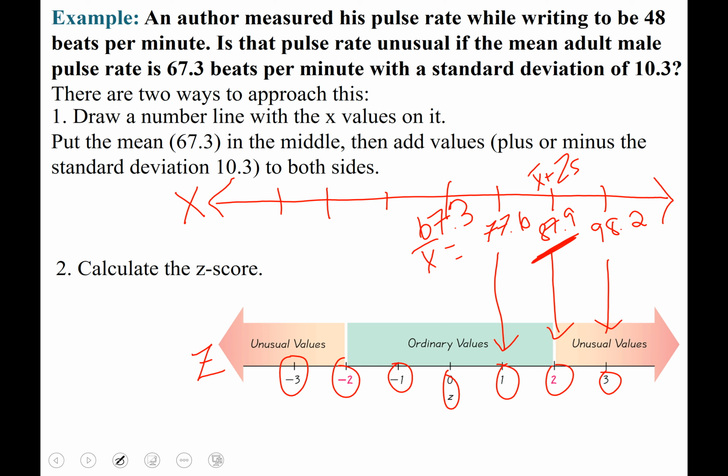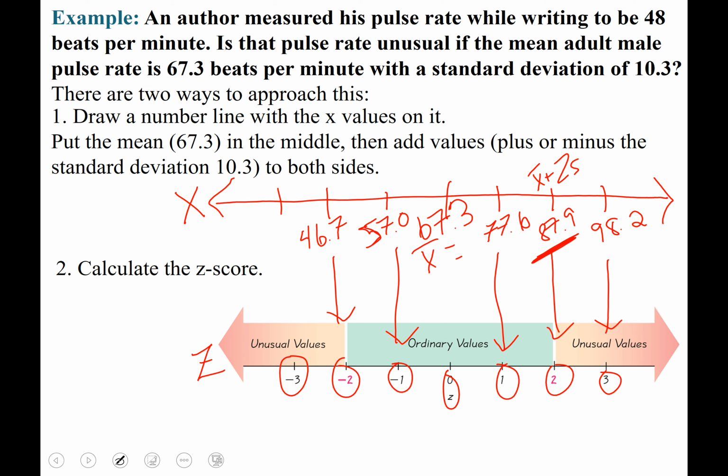Okay, let's go the other direction. So clear your calculator, go back to 67.3. This time I want you to hit minus 10.3. And that gets us to 57.0. So anyone with a pulse rate of 57.0 would have a Z-score of -1. Okay, let's do it again. Minus 10.3. Now we're at 46.7. Any adult male with a pulse rate of 46.7 would have a z-score of -2, and that's still considered ordinary.